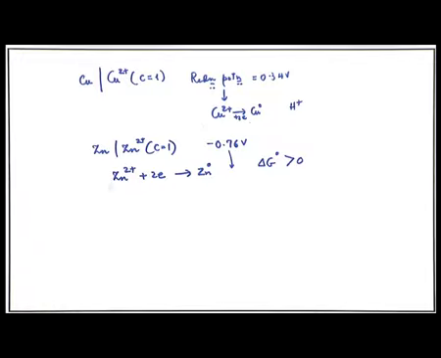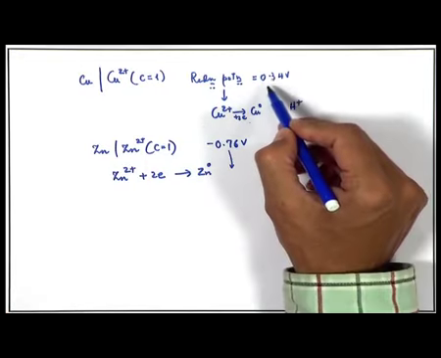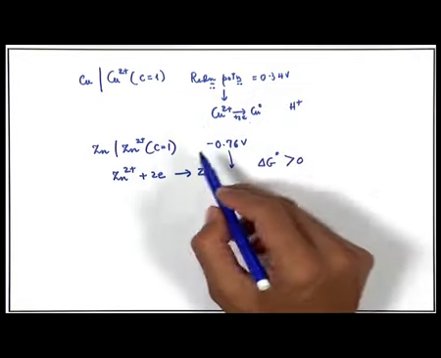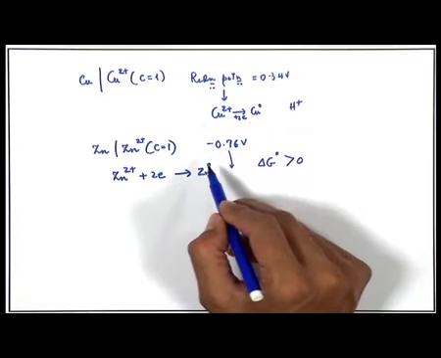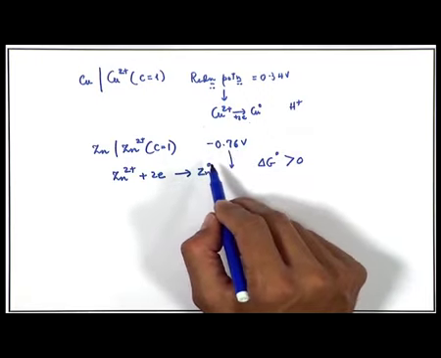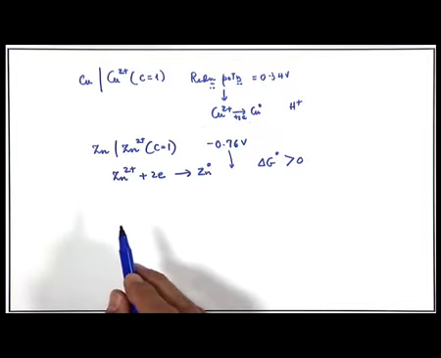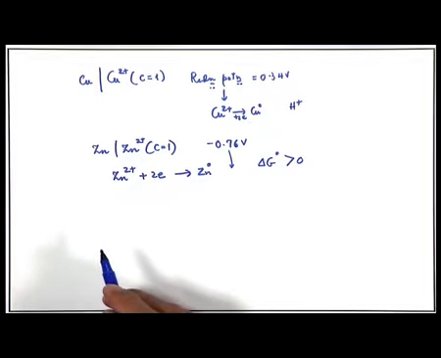Considering all that, the copper reduction potential is plus 0.34 and the zinc reduction potential is minus 0.76. We put the zinc electrode as the left hand electrode and the copper electrode as the right hand electrode, as I already showed you in the representation of the Daniell cell.